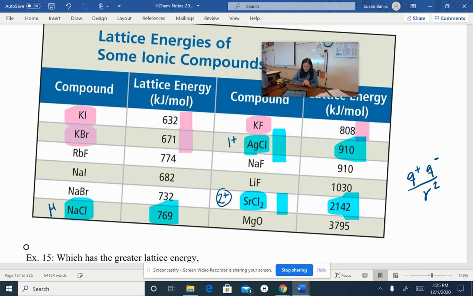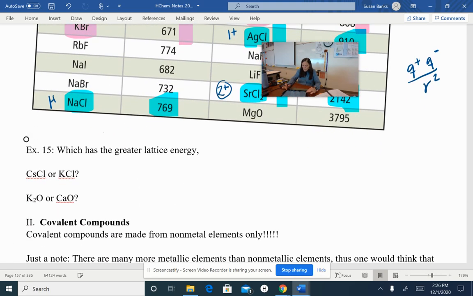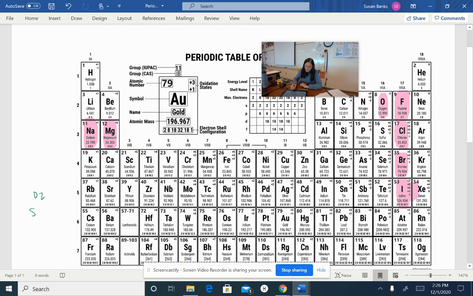And let's see, are there other ones that I wanted to highlight? I think that's enough, actually, of highlighting how Coulomb's law works. So let's look at this. Which has the higher lattice energy? Cesium chloride or potassium chloride? So let's look. Cesium and potassium are both +1s. And we have chloride for both of them. So the charges aren't going to be different.